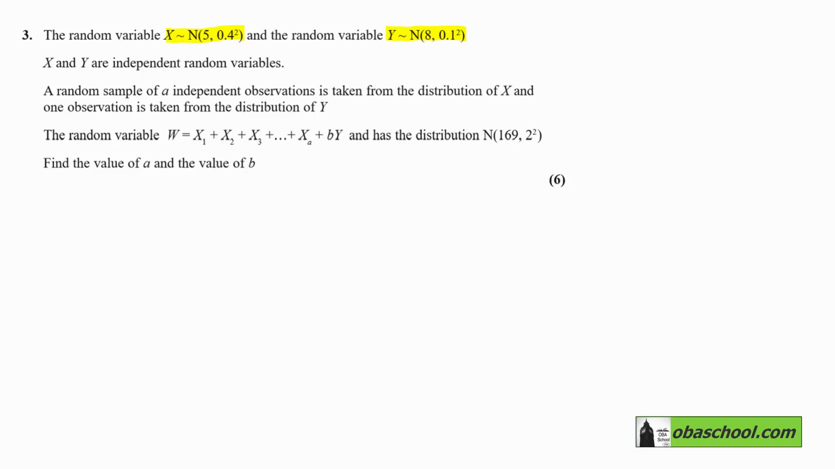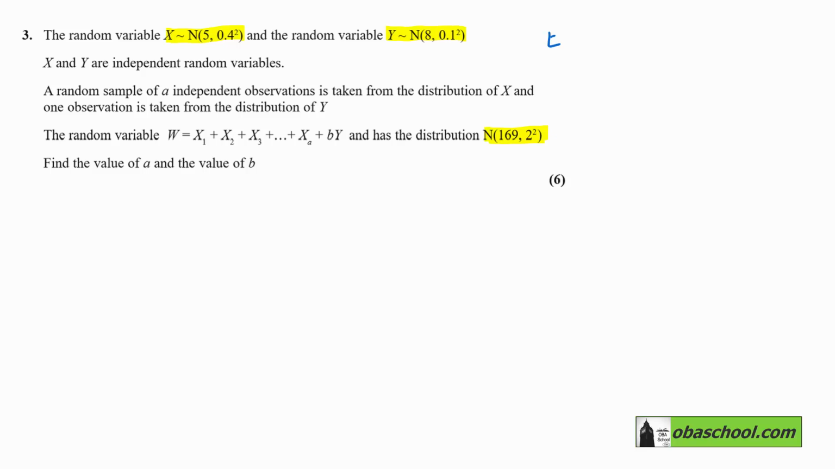The random variable W equals X1 plus X2 plus X3 up to XA plus BY, and has the distribution Normal, mean of 169, and standard deviation of 2. We want to find the value of A and the value of B.